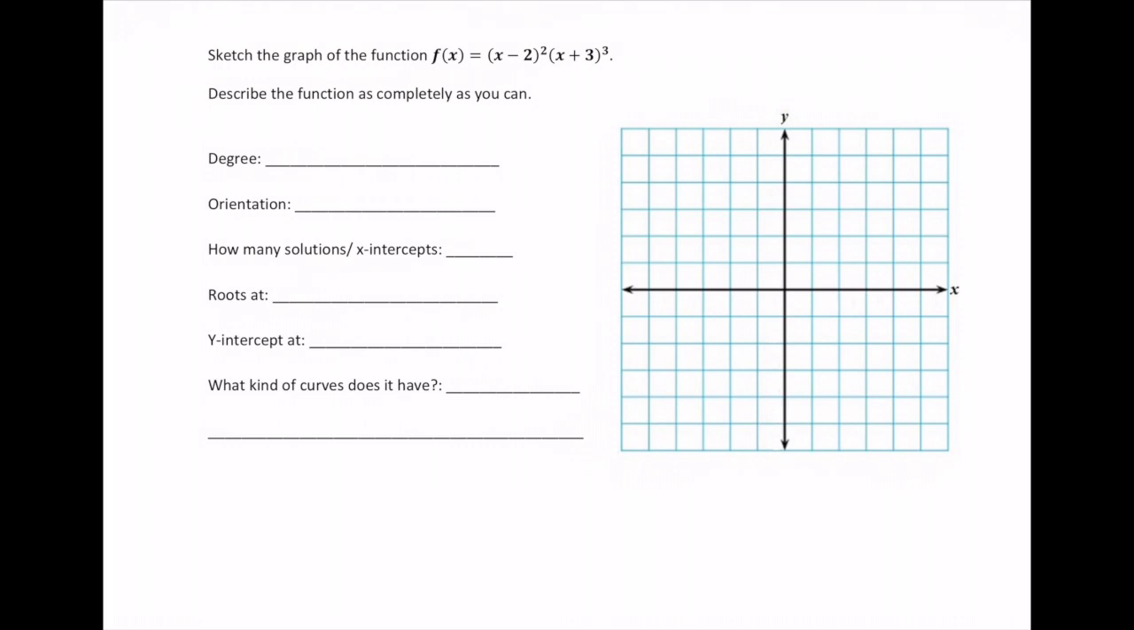So, first thing we want to look at, what is our degree? So we have x here with an exponent of 2. So that means I have 2 x's here. Then I have an x with an exponent of 3. That's 3 x's. So in total there are 5 x's. That means my degree is 5.